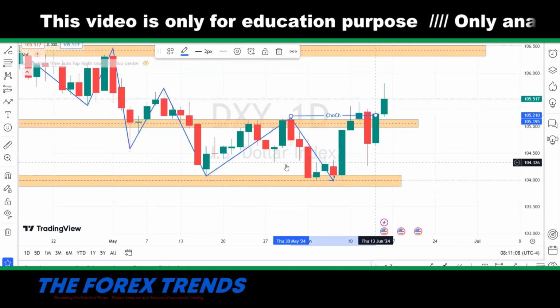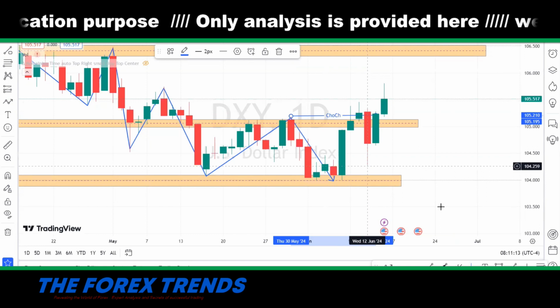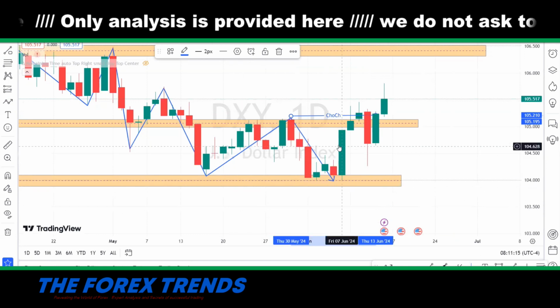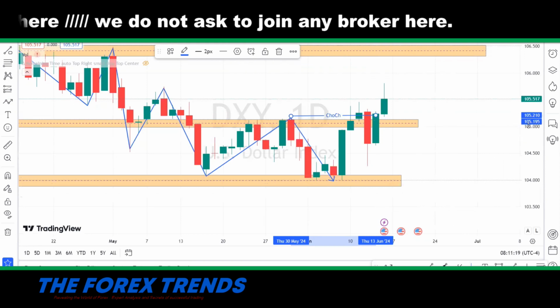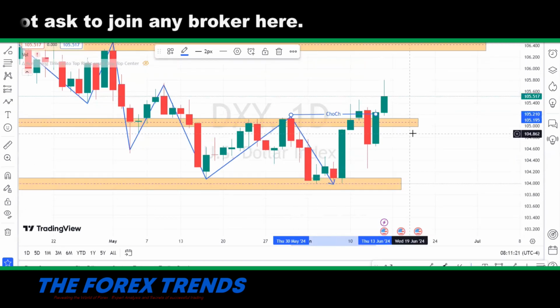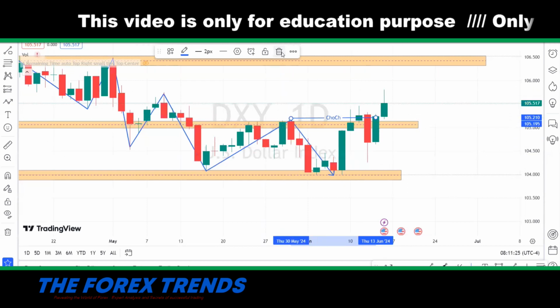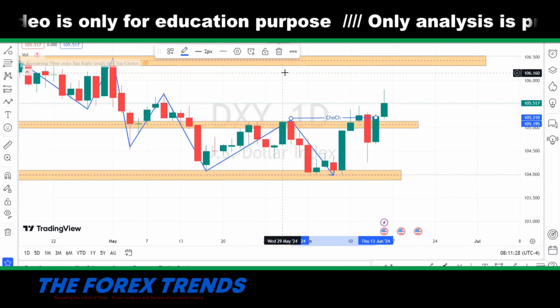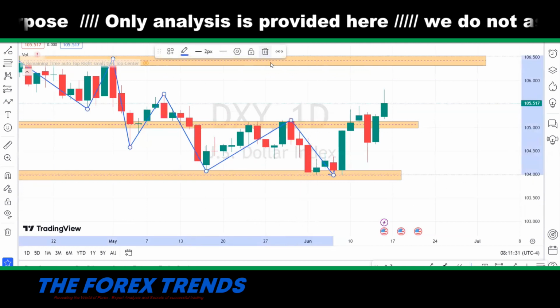Change of character is nothing but a shift of structure or change of direction. There are several names, but the work is the same. So this is the change of character, and now the market is going up to bullish. Let me delete these things.